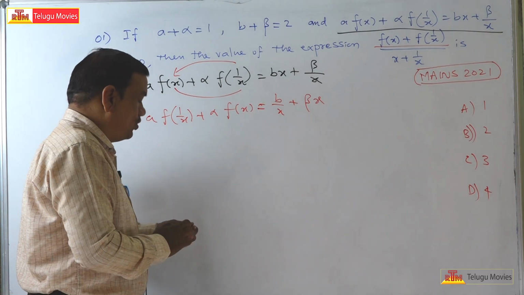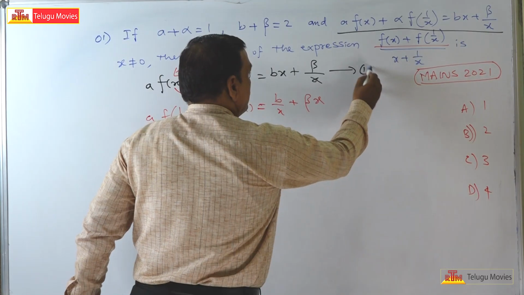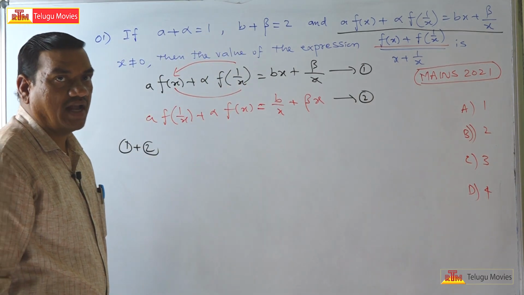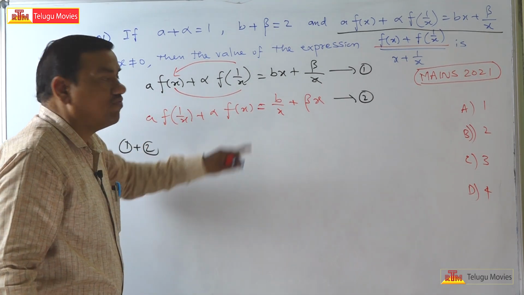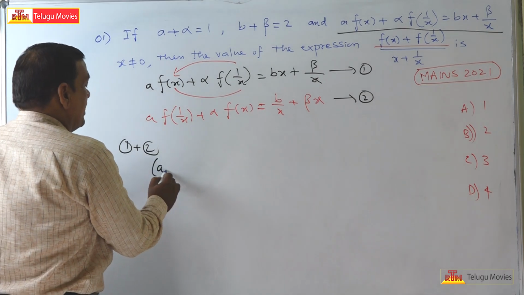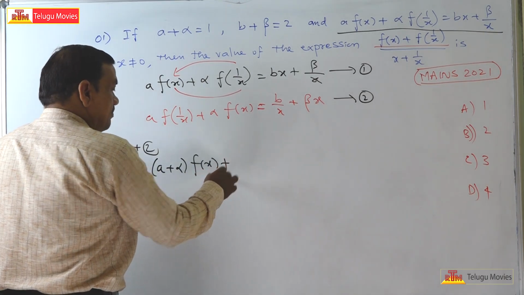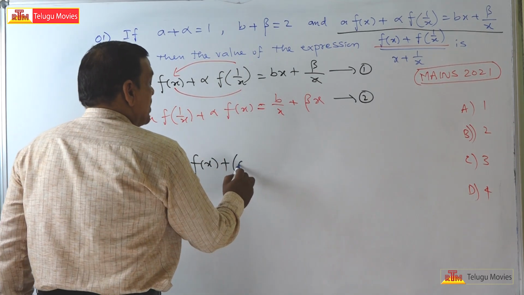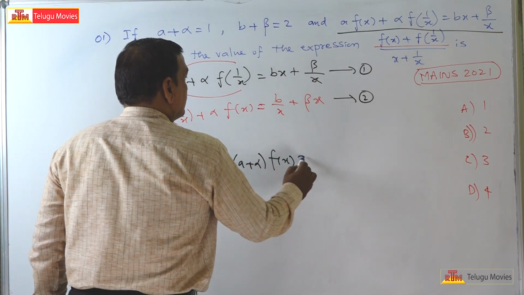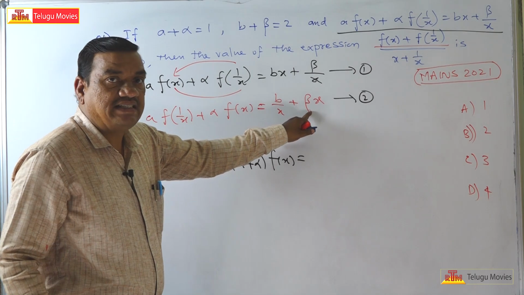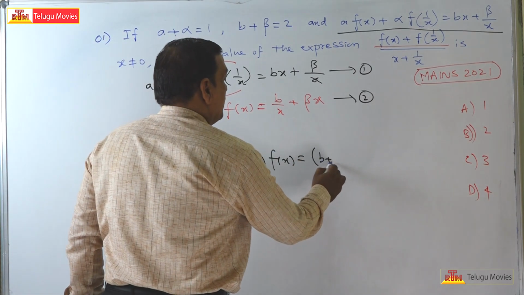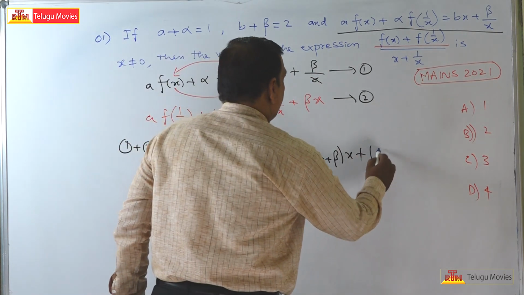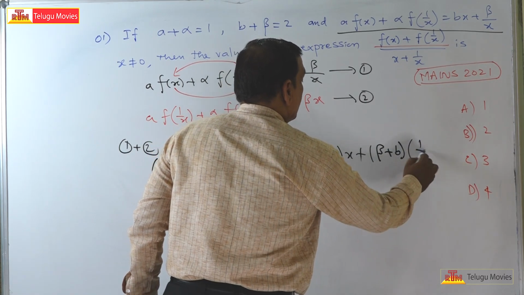For that what will we do? Call this the first equation and this the second equation. We want both the things, that's why add 1 and 2. So a times f of x plus alpha times f of x, that is equal to a plus alpha times f of x, plus alpha times f of 1 by x plus a times f of 1 by x, which is a plus alpha times f of 1 by x. So this is equal to bx plus beta x, that is b plus beta times x, plus beta by x plus b by x, that is beta plus b times 1 upon x.